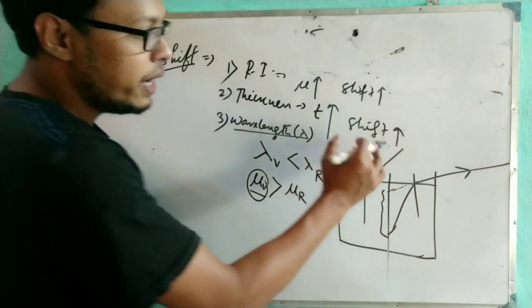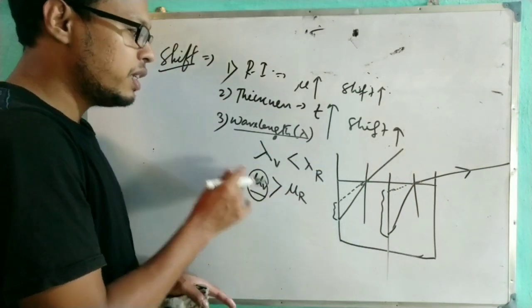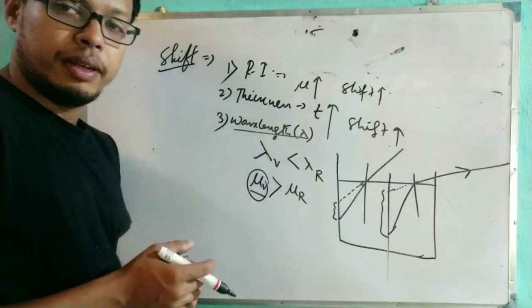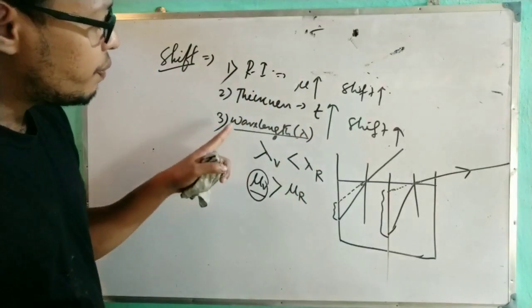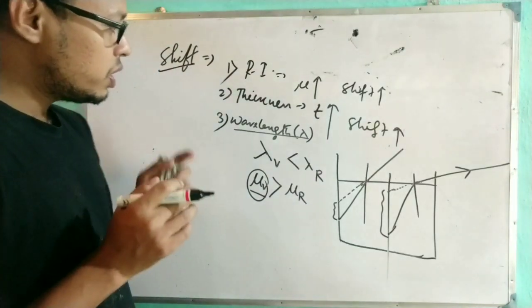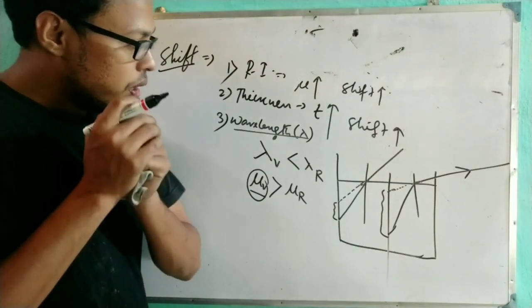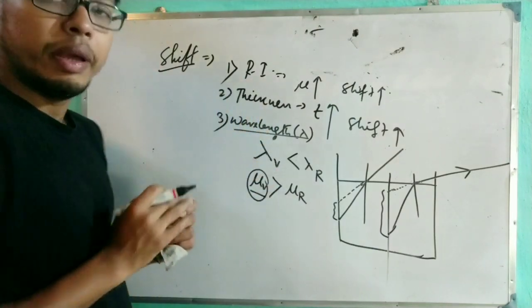So when the bending is more, there will be more shifting. As the refractive index for violet is more, there will be more bending. So more bending means more shifting. So that's why we can say for wavelength, the shift decreases with increase in wavelength.